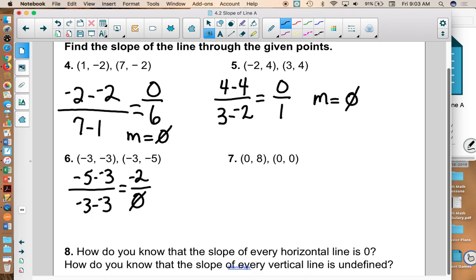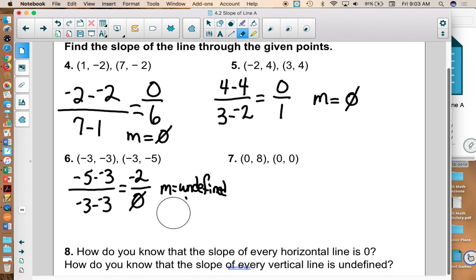What do we call that? Undefined. It's vertical. We have a vertical line. Okay? It is a vertical line. Yes, Maddie? If the x-values are the same like this, it's going to be undefined.